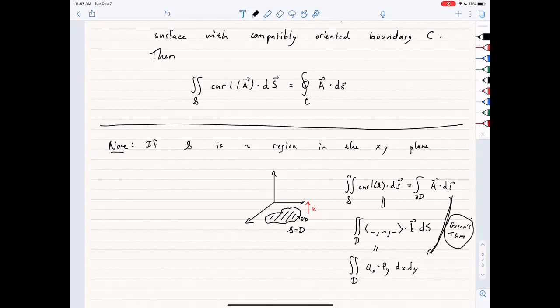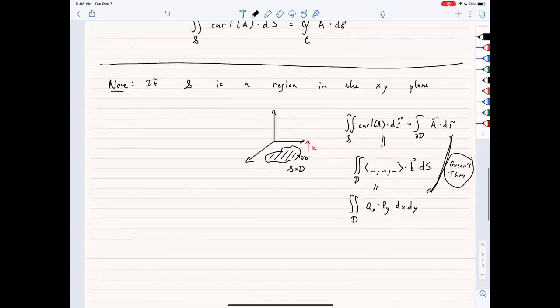So Stokes theorem really does generalize Green's theorem. But more accurately, Green's theorem is used to prove Stokes theorem. If you wanted to actually prove Stokes theorem, the way to do it is to use Green's theorem. Okay, just wanted to make that relationship clear.